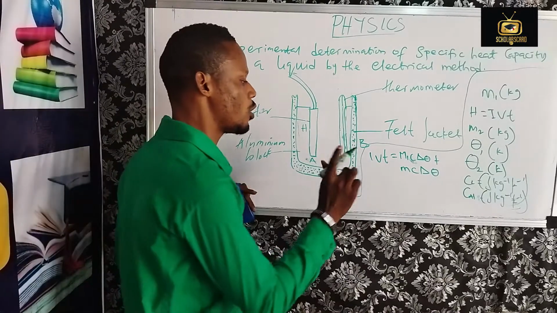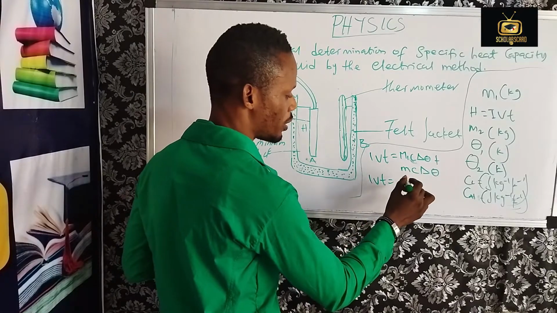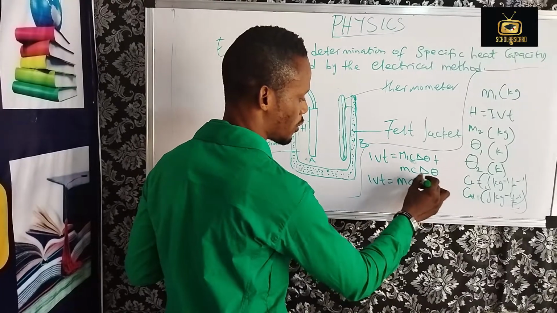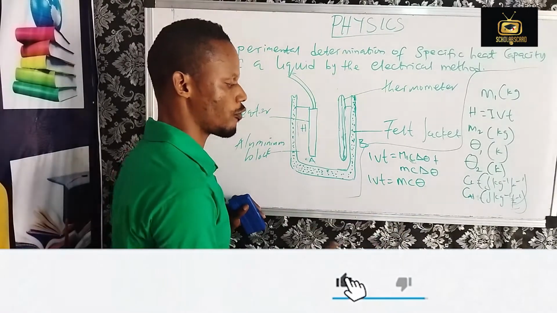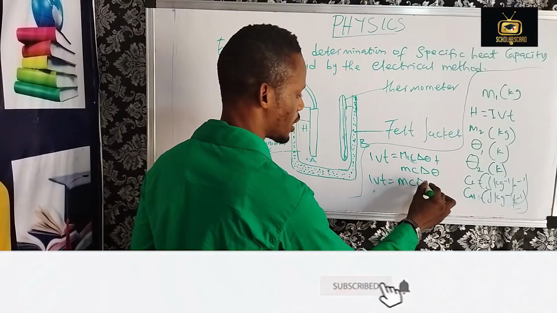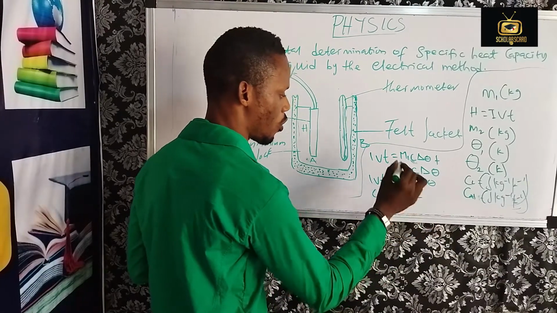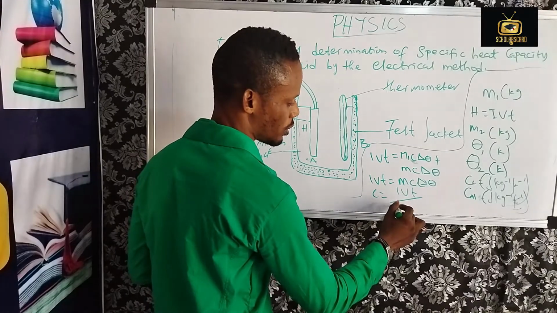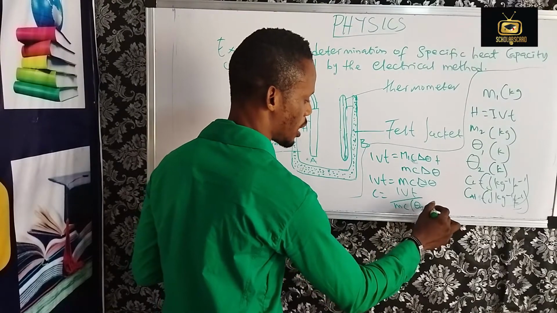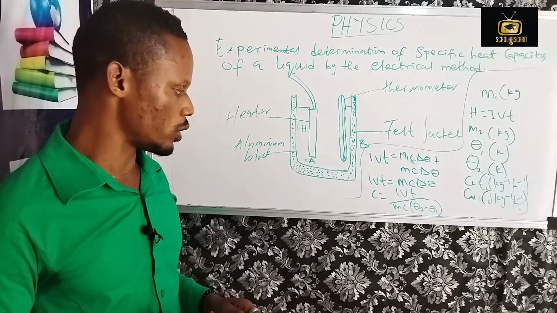In that case, you don't have two masses. IVT, the electrical energy supplied, will be equal to the mass of the liquid times specific capacity times change in temperature of the liquid. You can make this the subject of the formula as usual. C equals the electrical energy supplied all over the mass of the liquid times the change in temperature, θ2 minus θ1. So this is the electrical method of measuring specific capacity of a liquid.